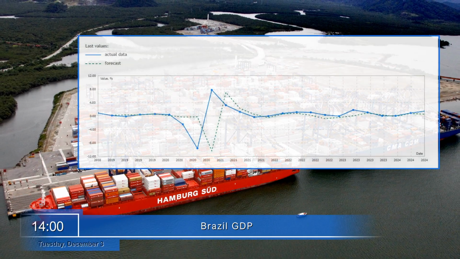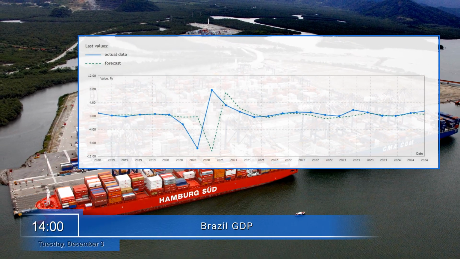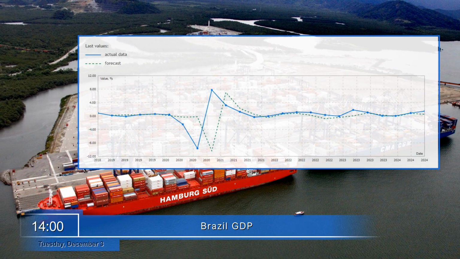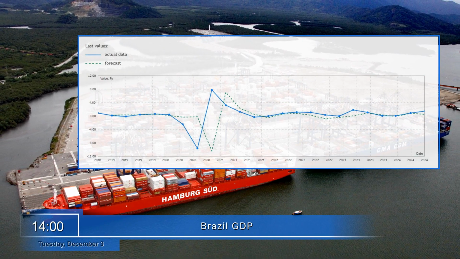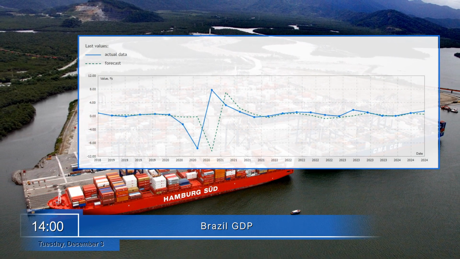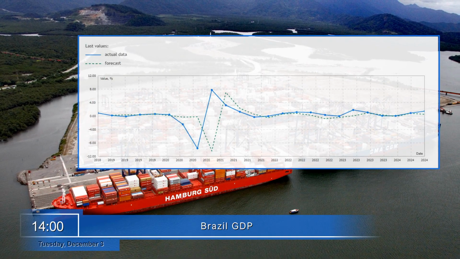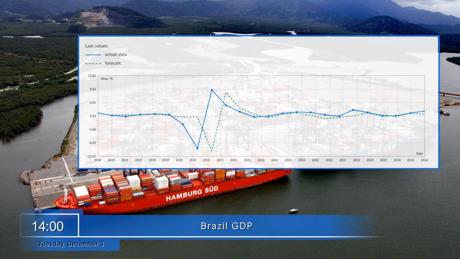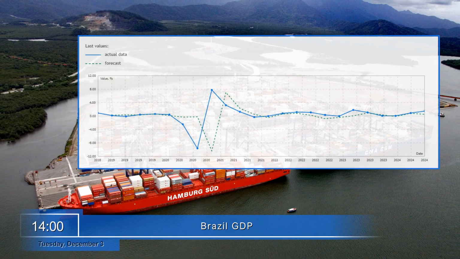Tuesday, December 3rd. Traders will be watching for news from Brazil on Tuesday. The GDP report is scheduled for 14 o'clock there. It reflects the total value of all goods and services produced in the country over a certain period of time. The purpose of GDP is to measure economic activity and the level of prosperity. The higher the production, the greater the growth in consumption, investment, and trade in general. This has a positive effect on the Brazilian real.